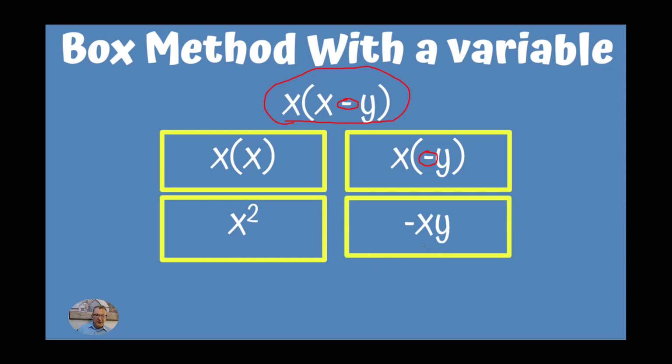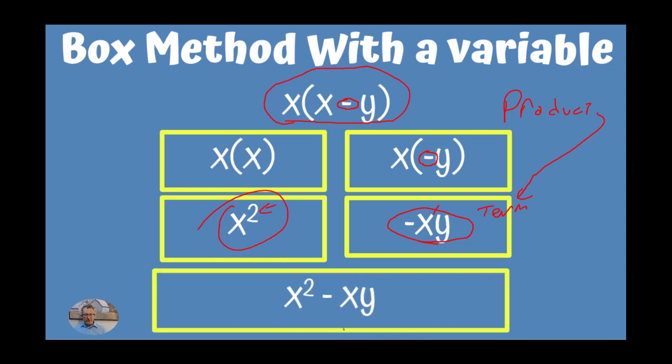And keep in mind, this negative xy, that is a term, because it's a product. A term is a product. And here we've got x squared. Do these terms have the exact same variable raised to the exact same power? No, they don't, because here you've got x squared, here you've got x to the 1, and there's no y here. So what's the only thing we can do here? That's right. The only thing we can do is write it as an expression of x squared minus xy.